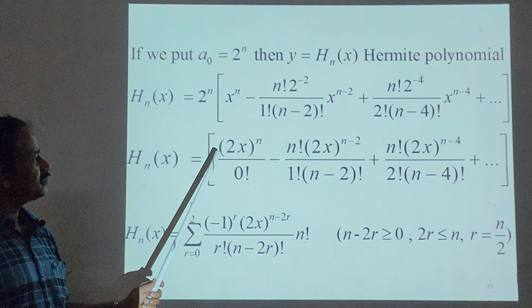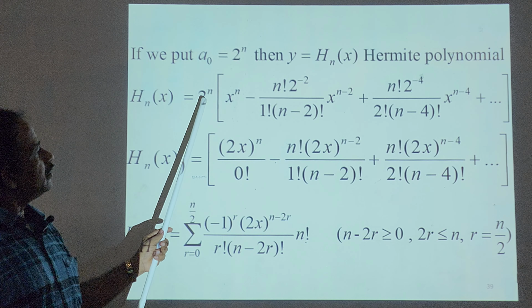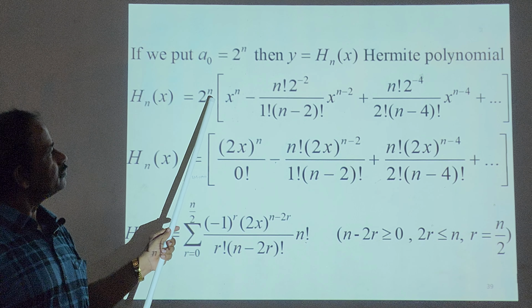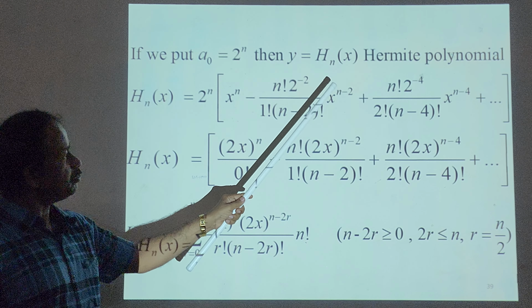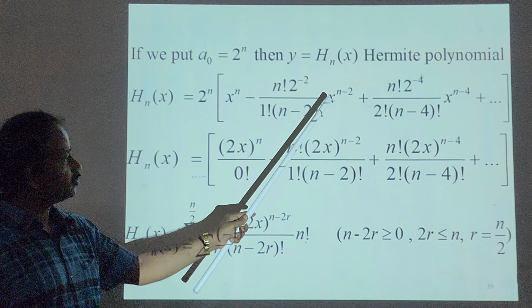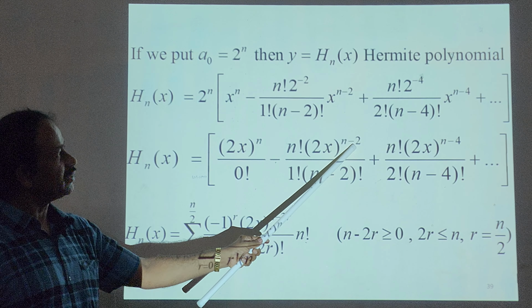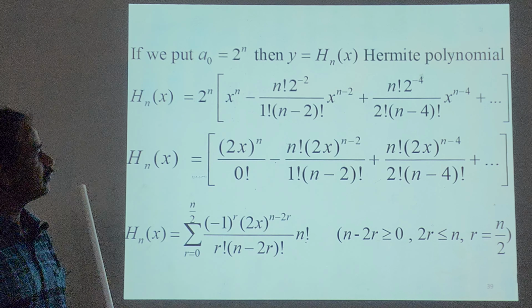So you will have (2x)^n minus n factorial, 2 multiplied by n, that will give you 2x here, 2n. One mistake is there. So this is your x to the power n minus 2, correct? 2n multiplied by x to the power n minus 2. So that will give you (2x)^(n-2), correct? Is it okay? So you have (2x)^(n-2).